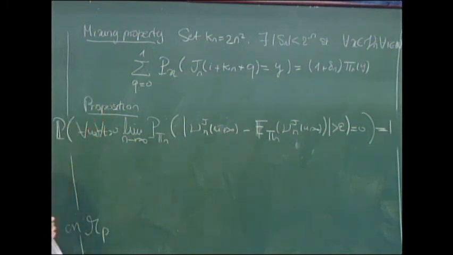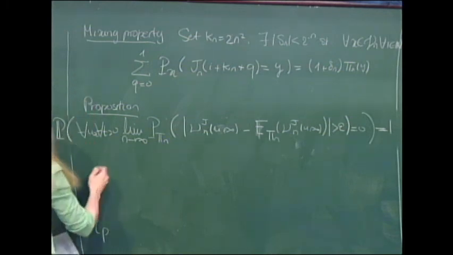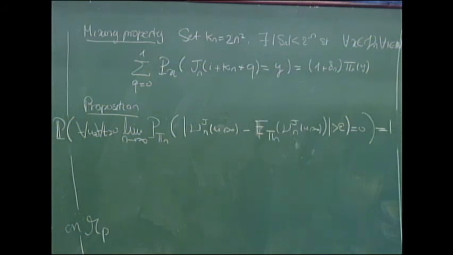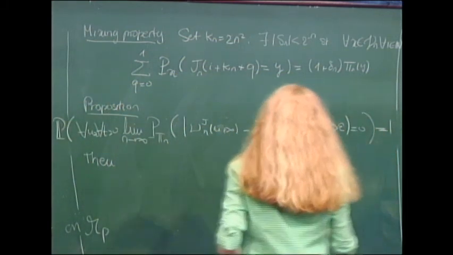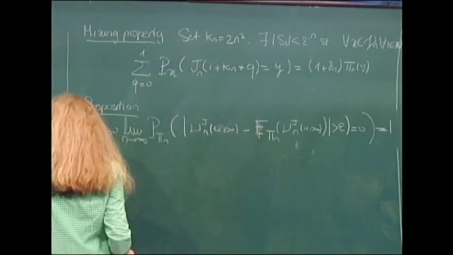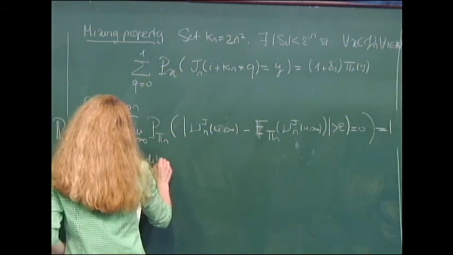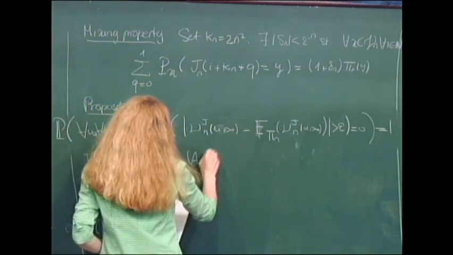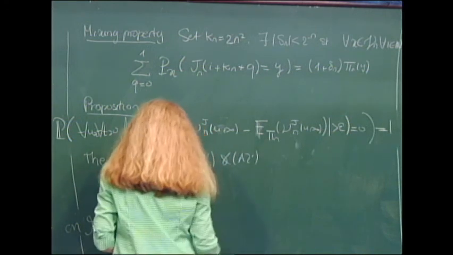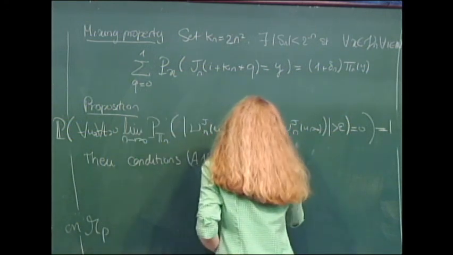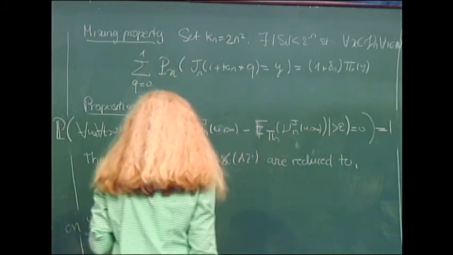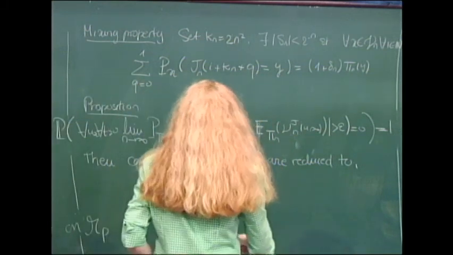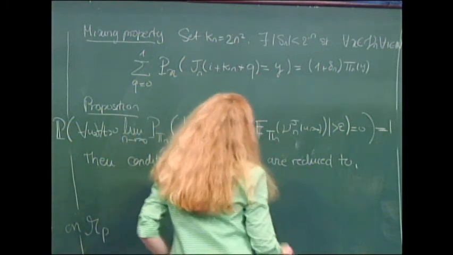Now, when we have this, then the conditions of the Dirichlet and Resnick theorems are reduced. Actually, these two conditions, A1 prime and A2 prime, are reduced to. So let us calculate these expectations here.